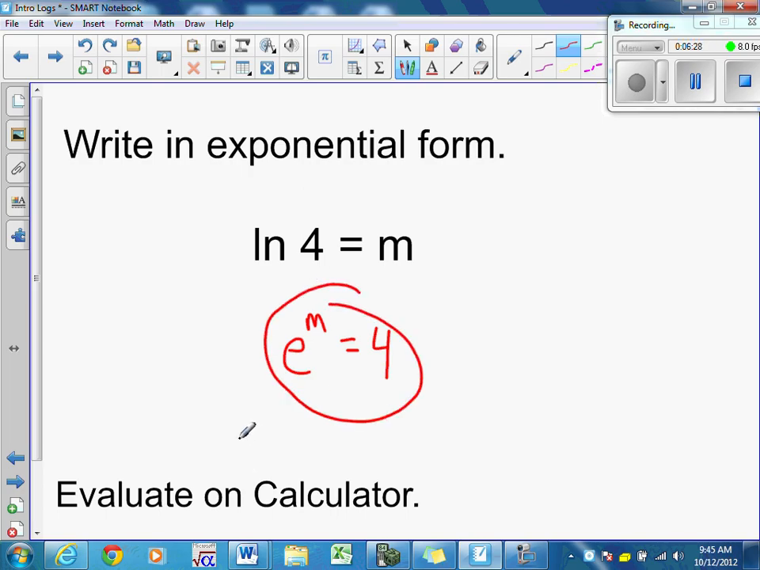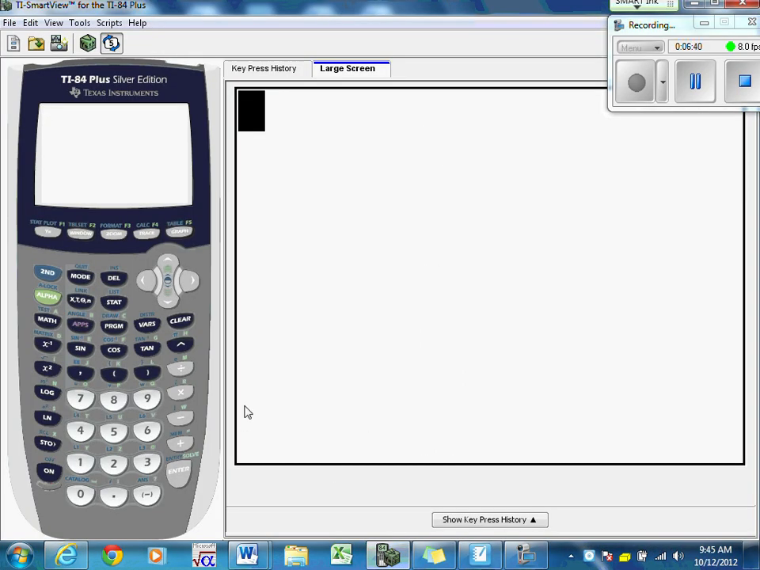Now, if we want to evaluate this in the calculator, we can actually evaluate what is natural log of 4. e to what power is 4? We don't know that. e is a decimal, 2.7 and so forth. But on the calculator, we can do this.